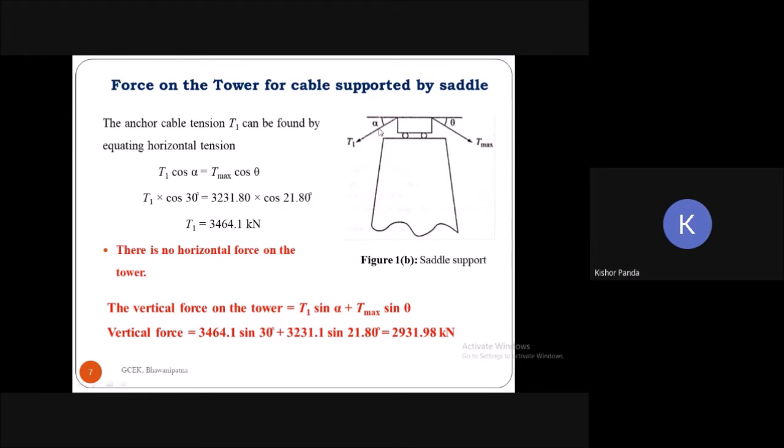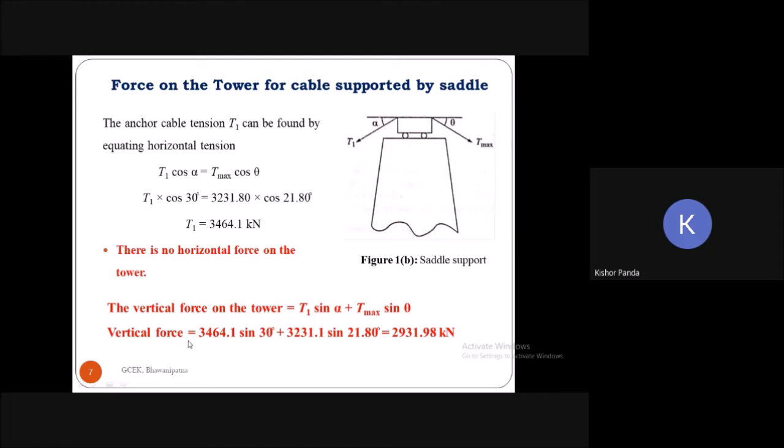So here you take, this is the T1 and this is the alpha angle and this is Tmax and this is the theta angle. So take the vertical component of this T1 and Tmax. T1 into sine alpha plus Tmax into sine theta. This is the vertical component of these two tensions. So the vertical force on the tower is equal to T1 sine alpha plus Tmax sine theta. You know alpha and theta angle, and you also know the T1 and Tmax. So you can find out what is the vertical force acting on the tower.